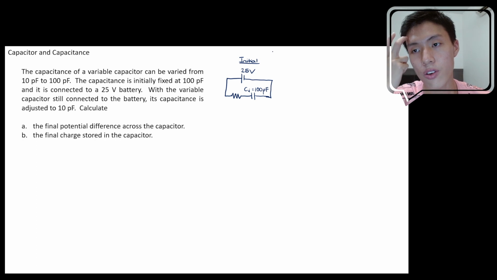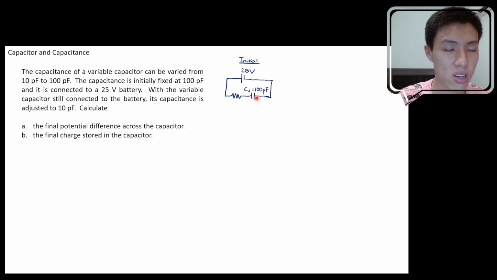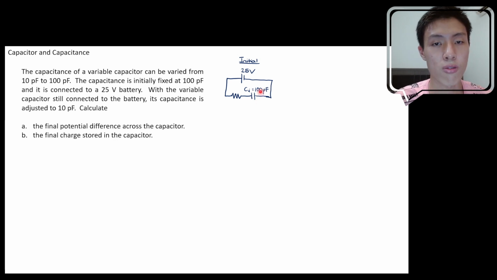With the variable capacitor still connected to the battery, one thing we know for sure is that the potential difference of the capacitor will still be equal to the potential difference of the battery when it's fully charged. Again, the voltage of the battery will be equal to the voltage of the capacitor. This is what we know if we connect it to a battery, after you fully charge it. You charge slowly, the voltage will increase. By the time you fully charge the capacitor, the voltage of the capacitor will be equal to the voltage of the power supply, if it's this kind of charging circuit.